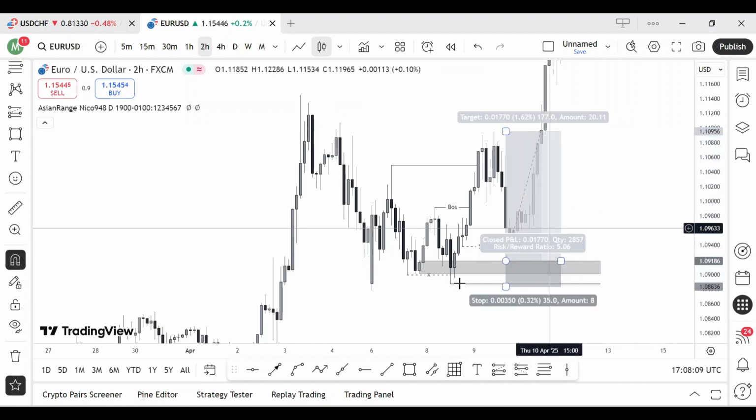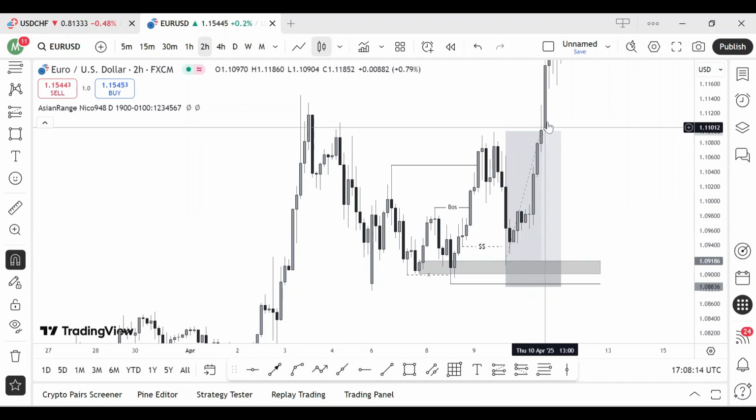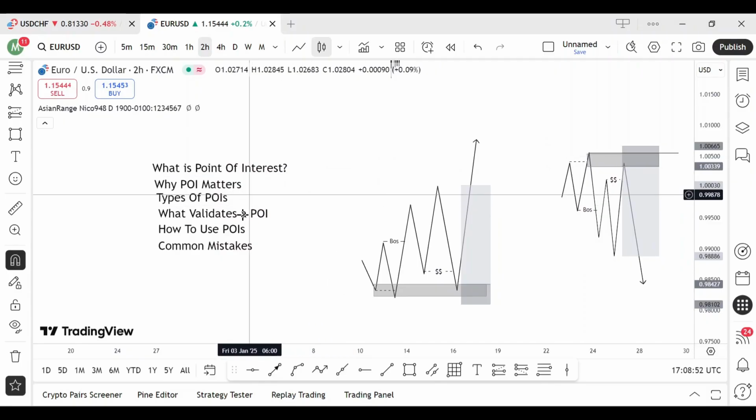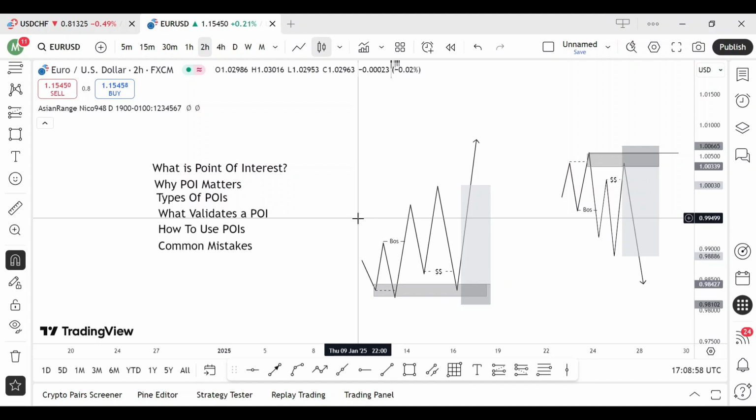So what did price do? Price came, tapped into our POI, then went to the upside. So what are the common mistakes traders make in picking the POIs? Here are some common mistakes traders make with POIs.